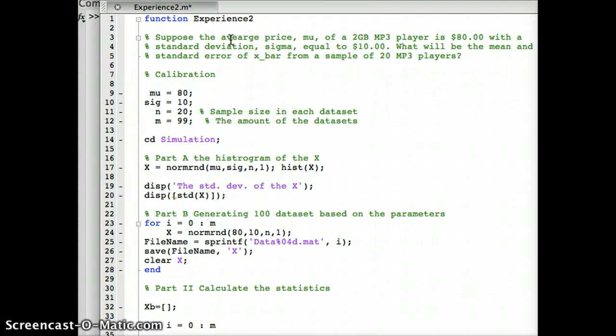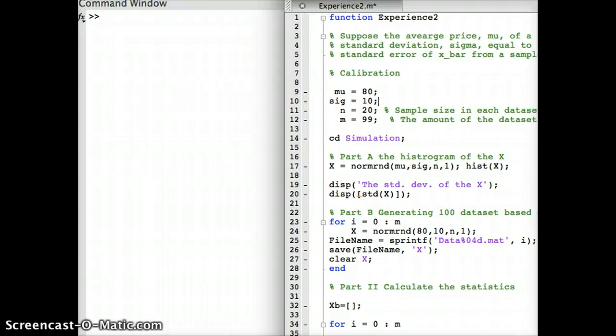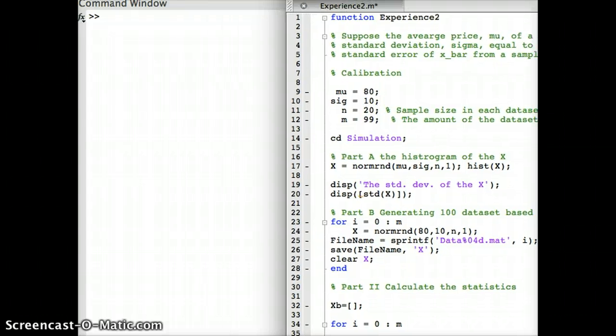So we assume the average price for an MP3 player is $80 and the standard deviation is $10. Now we assume that in each data set there are 20 numbers, and in total we get 100 data sets. Let's see what the result is.